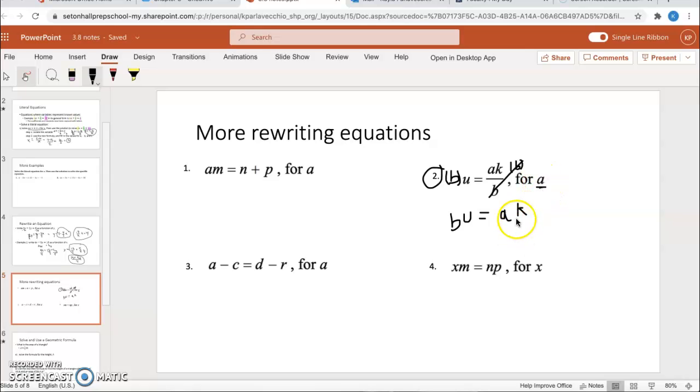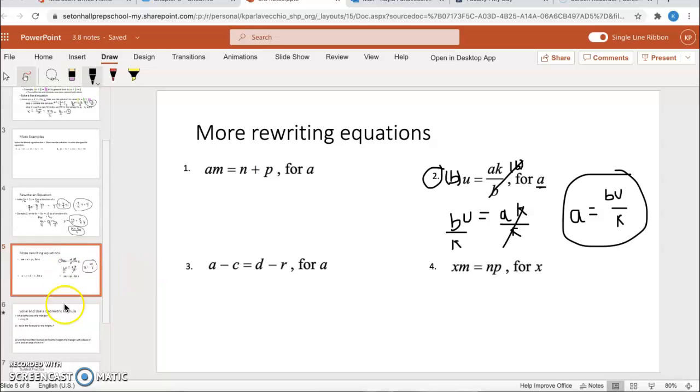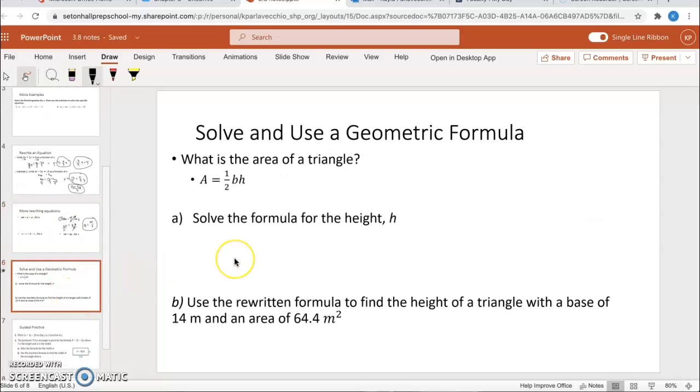Then to get a by itself, I want to undo this multiplication. So to undo a times k, I would divide both sides by k. And my final answer for a would be b times u over k. And you're done.